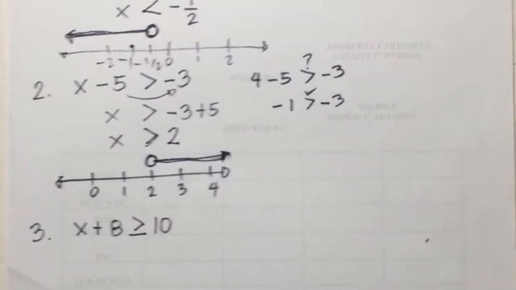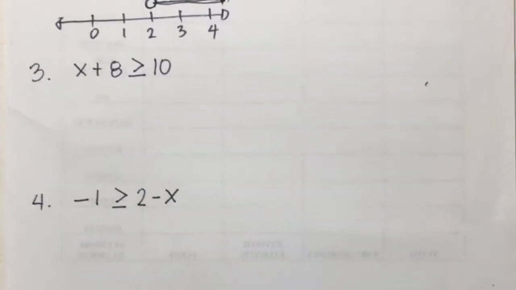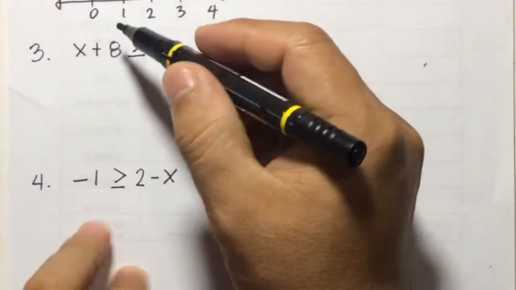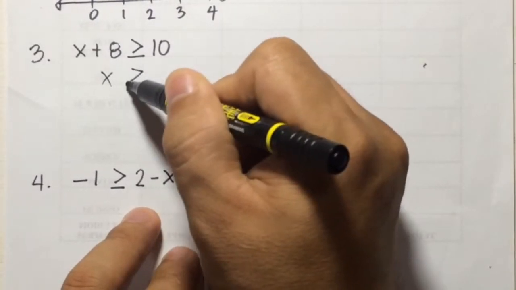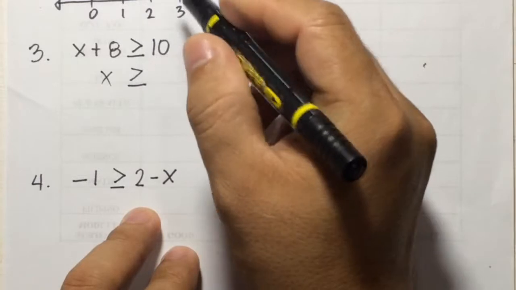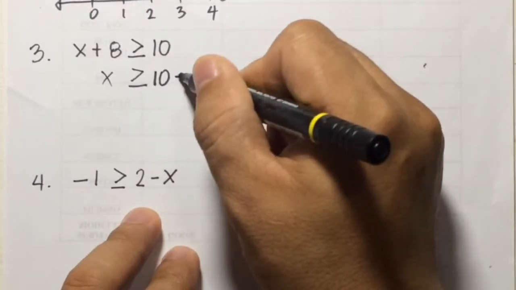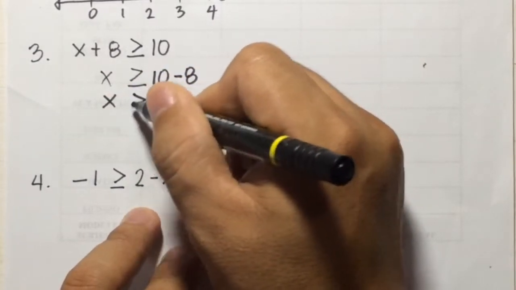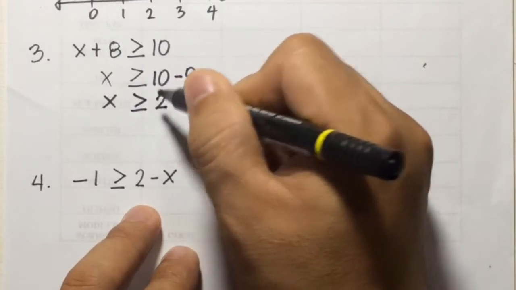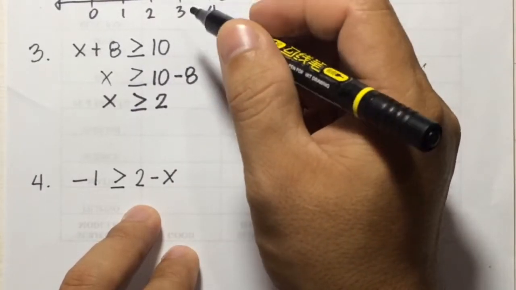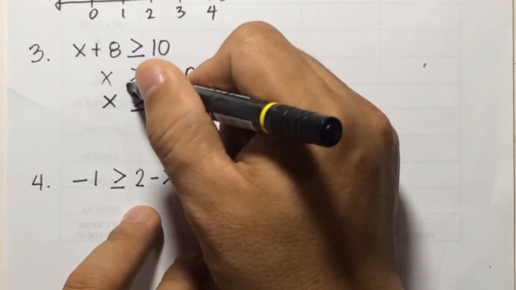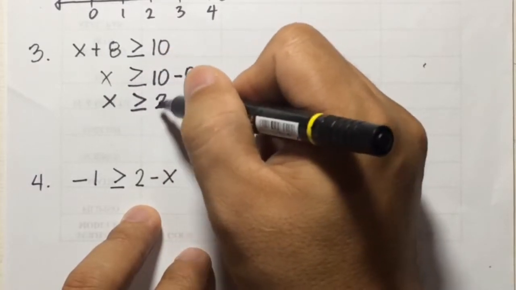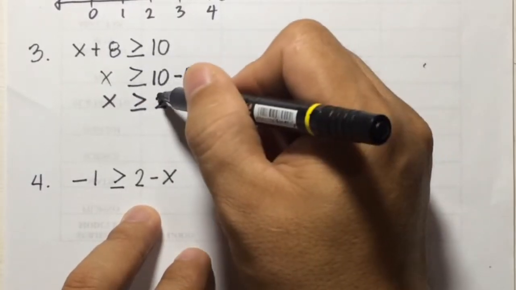Then number 3, x plus 8 greater than or equal to 10. So same, we're going to have here x greater than or equal to, we're going to transpose 8 to the right side, so this will become 10 minus 8, and 10 minus 8 is 2. So x is greater than or equal to 2. Now this is different from number 1 and 2 because in here you have an equal sign below the greater than sign. So this means that 2 is now included in the solution set.